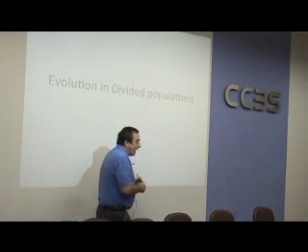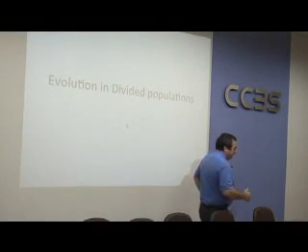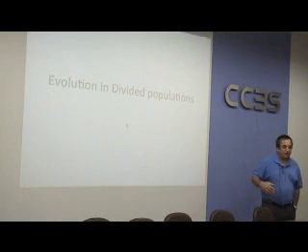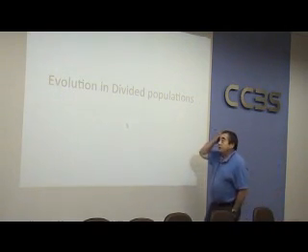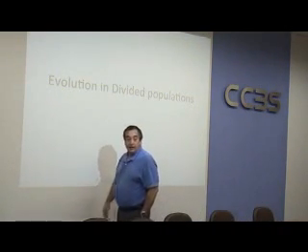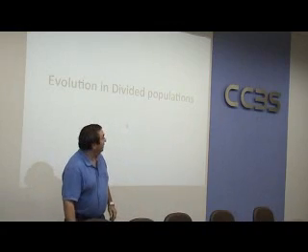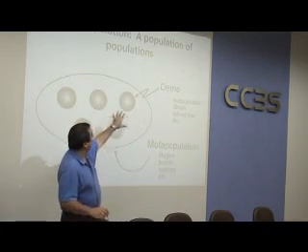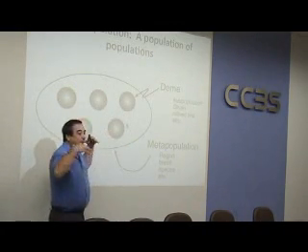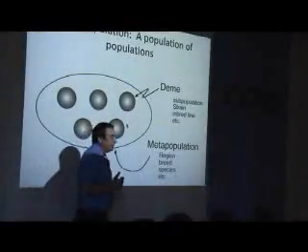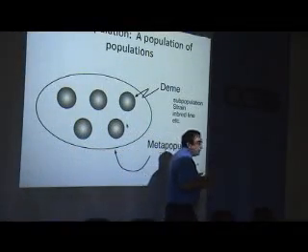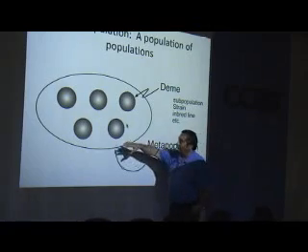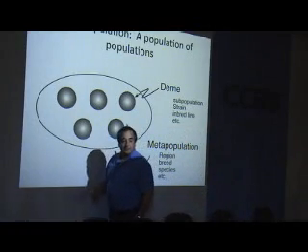So last time I was basically introducing you to quantitative genetics. What I'd like to do now is talk about subdivided populations. So what happens when we move from a single population into what's called a metapopulation? And a metapopulation is essentially a population of populations.